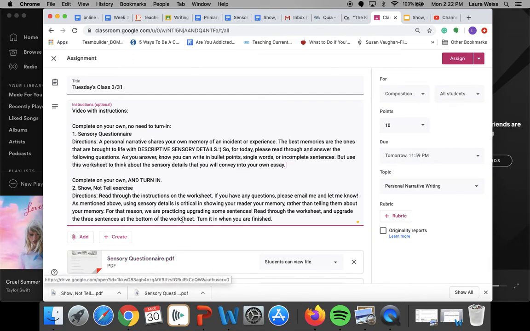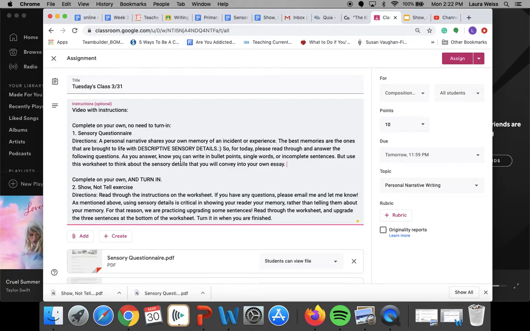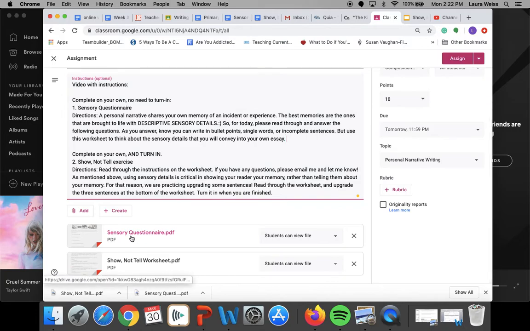All right. And as you answer them, just know you can write in bullet points, you can write single words, incomplete sentences. But use this worksheet, the sensory questionnaire, to kind of think about the sensory details because what you write here on this worksheet is what you're going to put in your essay. Like this is setting the table so you can eat later. Okay, so the sensory questionnaire, go ahead and open up that PDF.